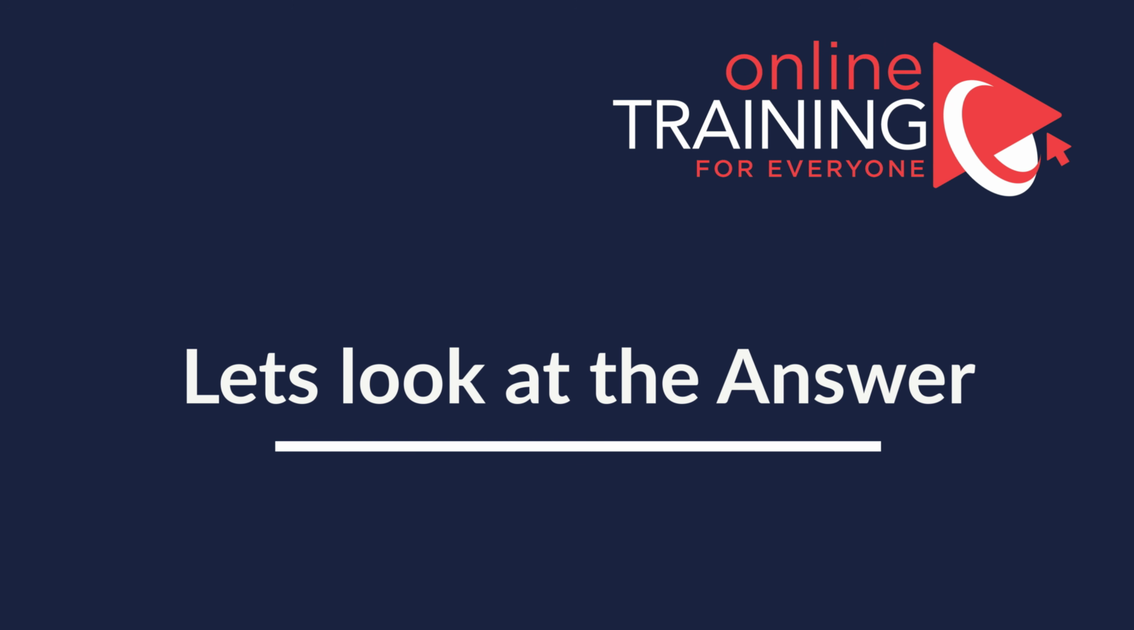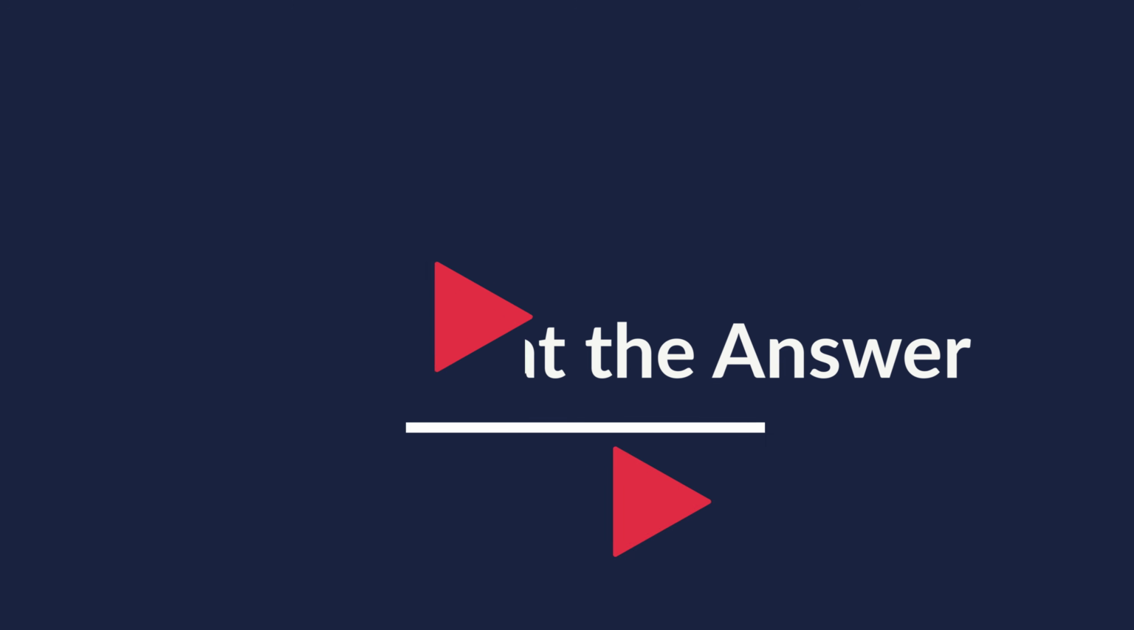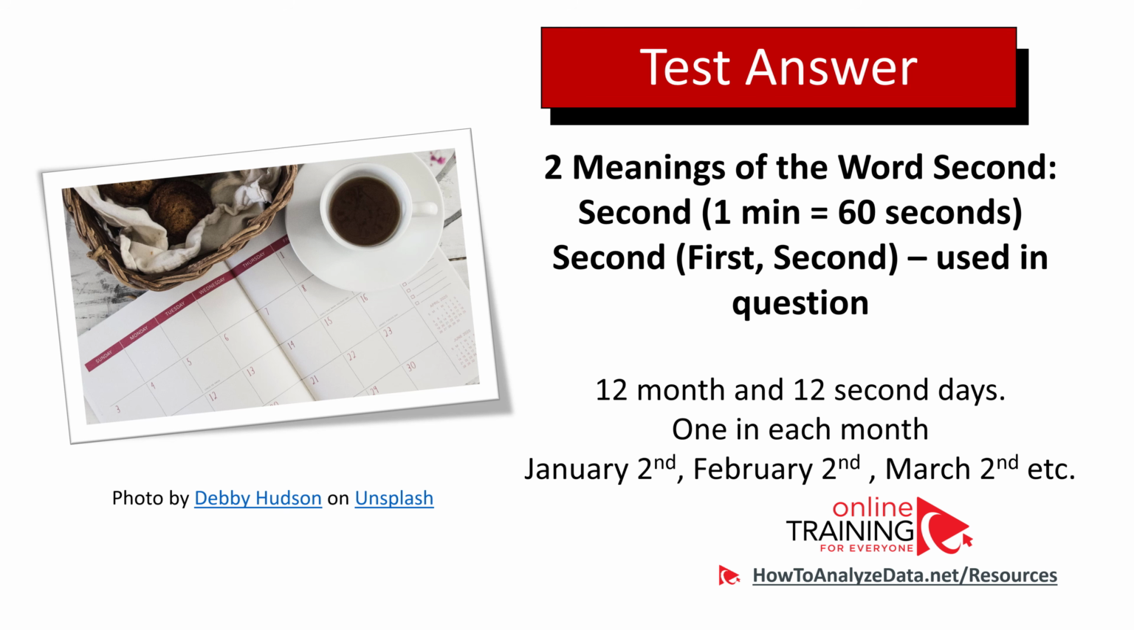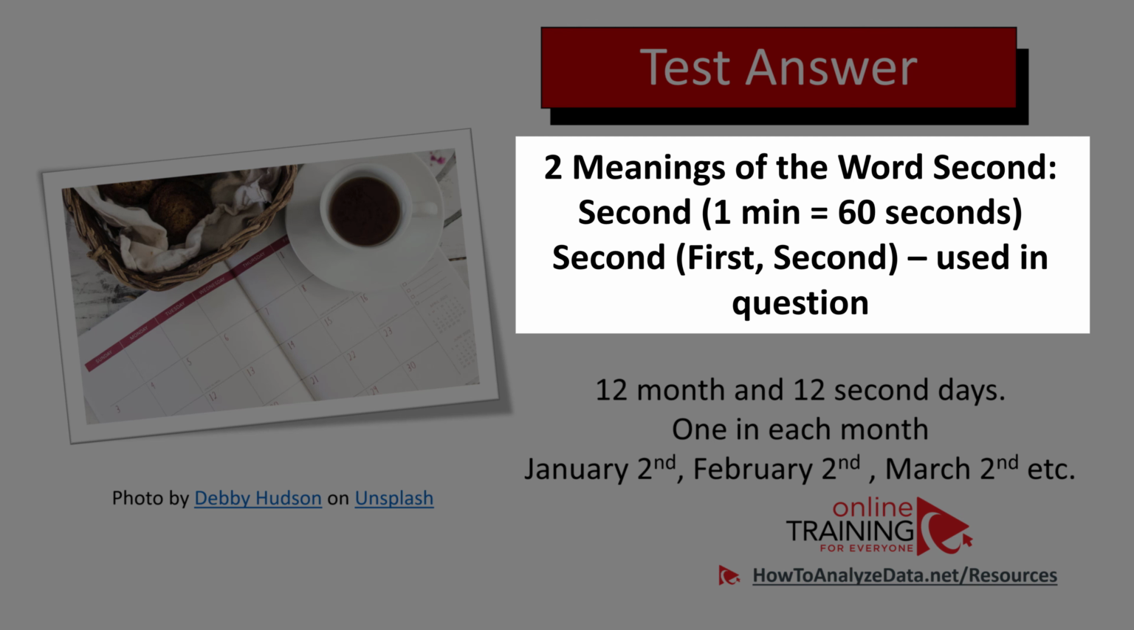Now let's continue and get to the correct solution together. Obviously, this is a tricky question, and it challenges you in understanding of the word second. There are 2 meanings in the word second. One is second, for example, 1 minute has 60 seconds. But second one is second, where you have sequence of first and second. And the second meaning of the second is used in this particular question.